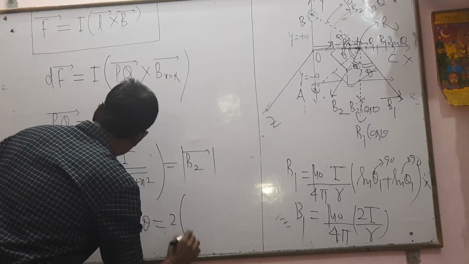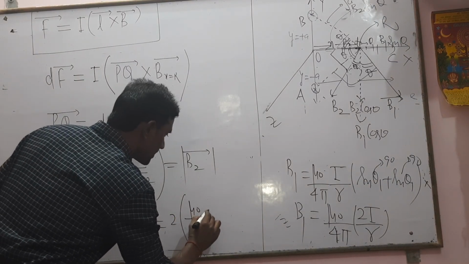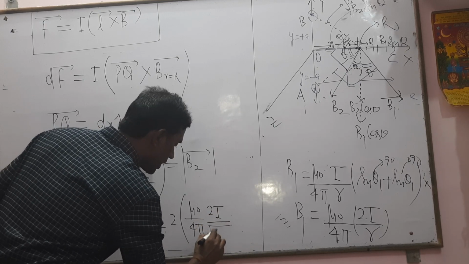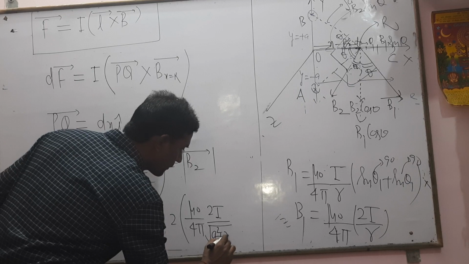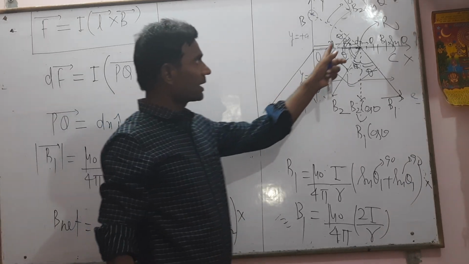Putting the value, B1 equals mu naught by 4 pi, 2I by R. R is what? Just root of A square plus X square, into cos theta. This angle equals theta.